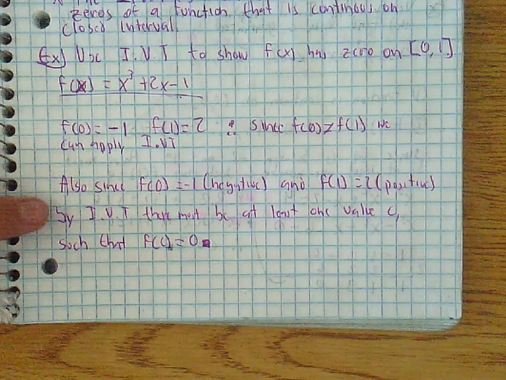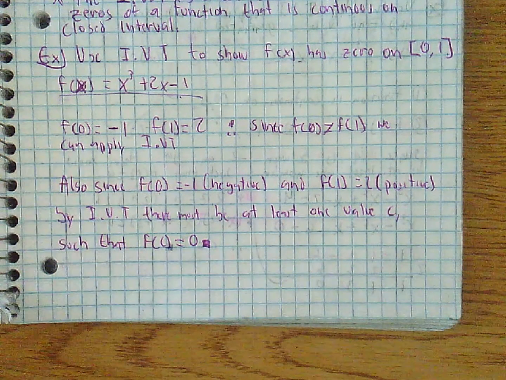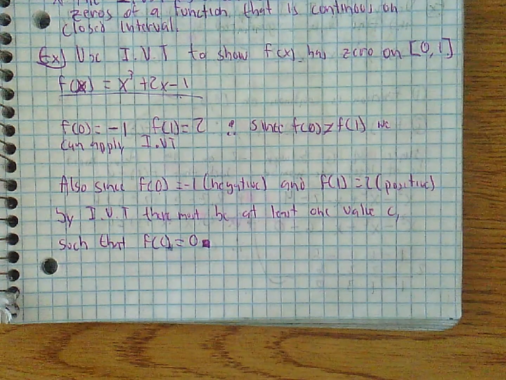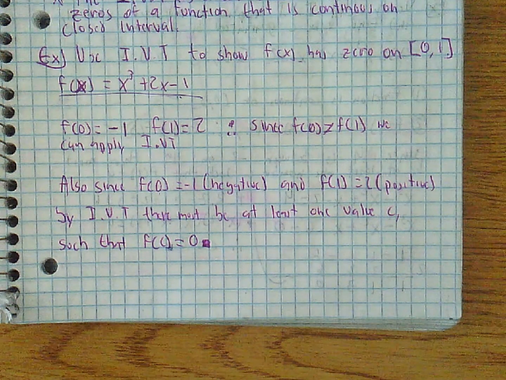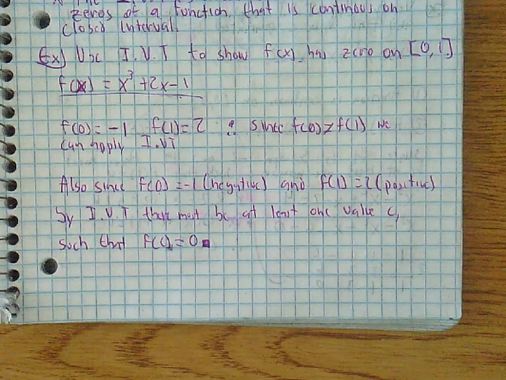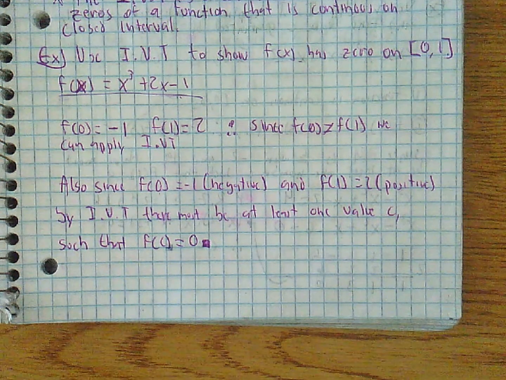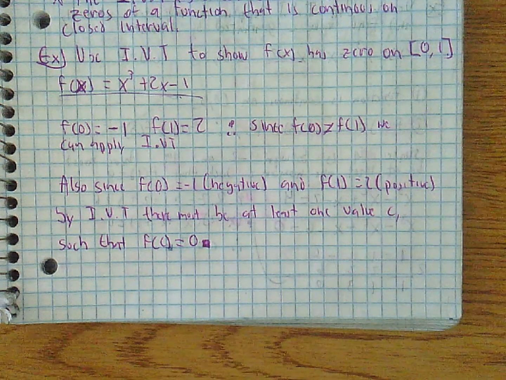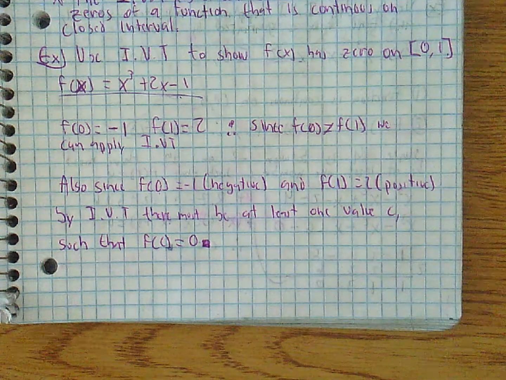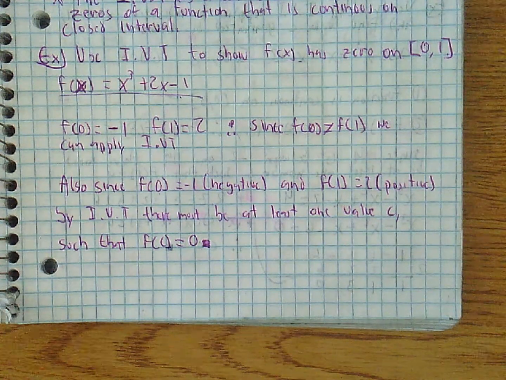So, because that's true by the intermediate value theorem, there must be at least one value c. So this doesn't help you find what value it is. It just tells you that you have a value such that f of c would equal 0. Okay, so that is one way that we can use the intermediate value theorem. That is typically what your textbook, especially if you use a Larson textbook, will ask you to use it for.